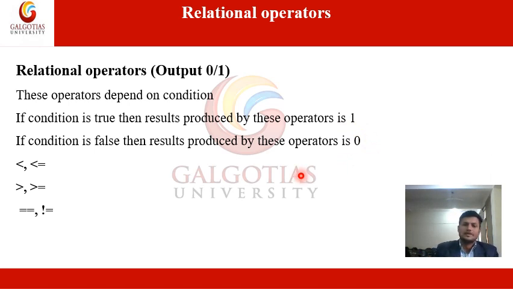Or 0. And in other languages like Java, the result produced by the relational operators is true or false. In the case of the condition being true, the result produced by these operators will be true. Otherwise, the result will be false. These operators are less than or equal to, greater than or equal to, double equal to, just like single equal to in mathematics, and the meaning of single equal is different in programming.